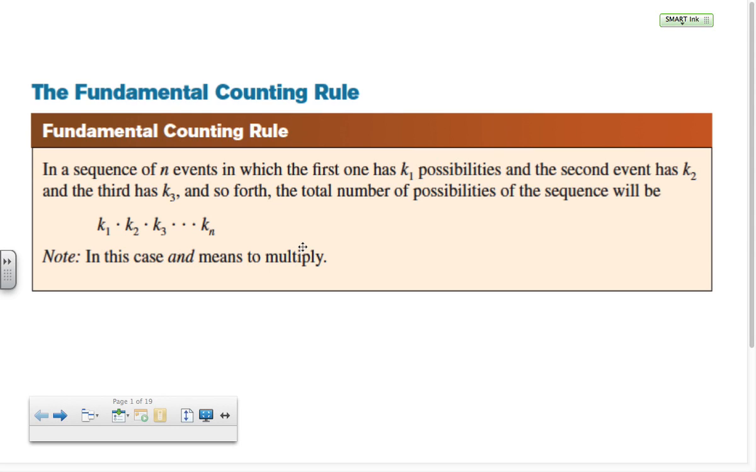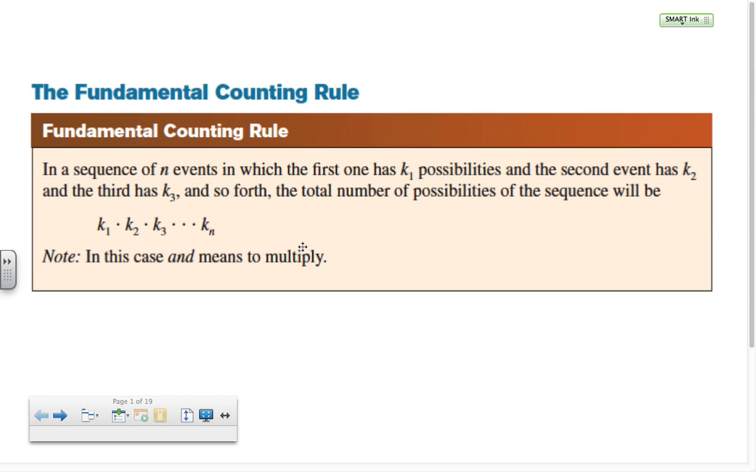So this first rule, which is the fundamental counting rule, says in a sequence of n events in which the first one has k1 possibilities and the second one has k2 and the third one has k3 and so forth, the total number of possibilities for the sequence will be k1 times k2 times k3 all the way up to kn. This is a very, very important rule. All right, again, it seems very simple.